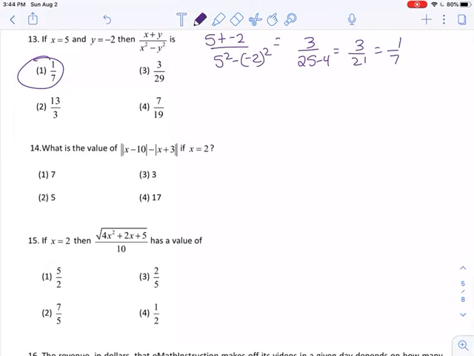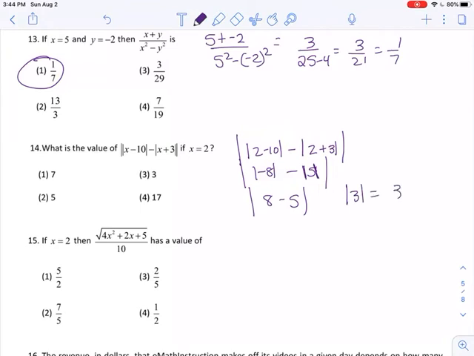Then 14, I have some absolute values. So I'm substituting in 2. So I got the absolute value, and again an absolute value, 2 minus 10, minus absolute value of 2 plus 3. And 2 minus 10 is -8. And 2 plus 3 is 5. Now, the absolute value of a negative number is a positive number. The absolute value of a positive number, this is the absolute value of 5, is just going to stay 5. All right, and then 8 minus 5 is 3, and the absolute value of 3 is 3.